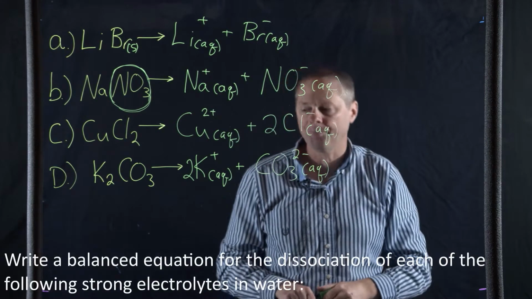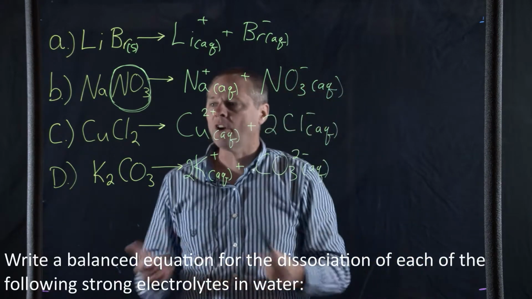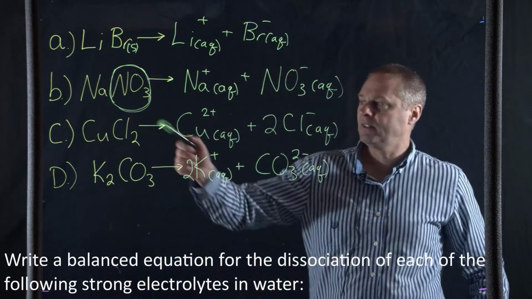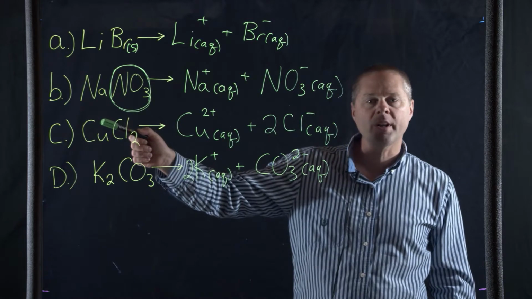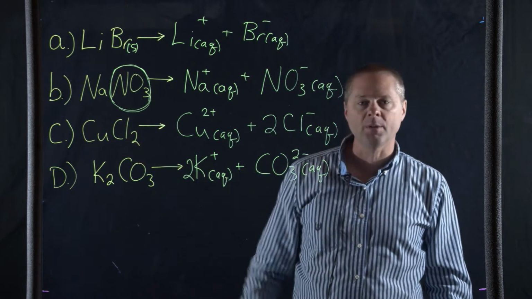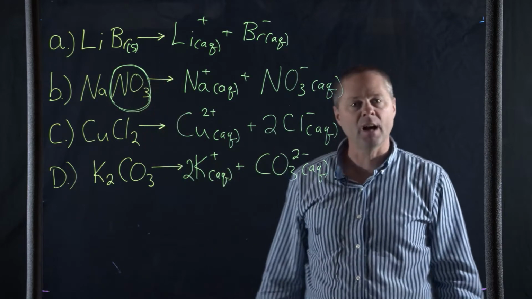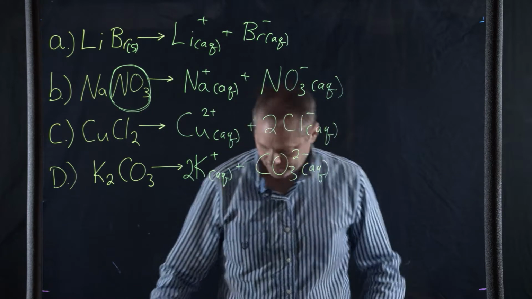be aqueous as well. I think the harder things about this are 2 things. You've got the copper, which is a transition metal. That's going to be a +2. You have to know that by looking at the anion. And then these polyatomics are a little bit more difficult. All right?